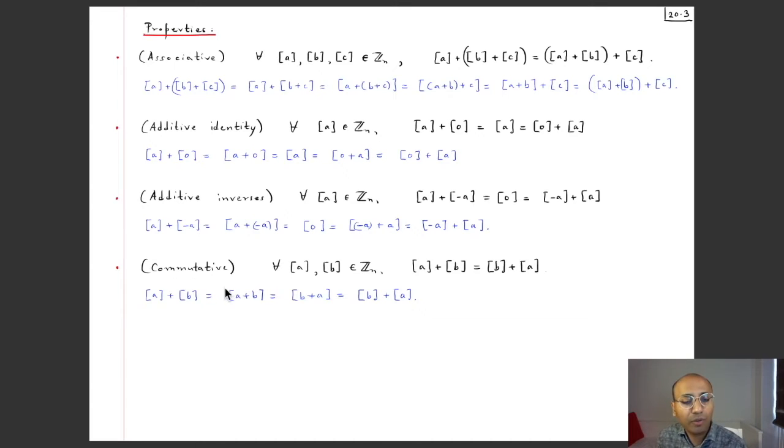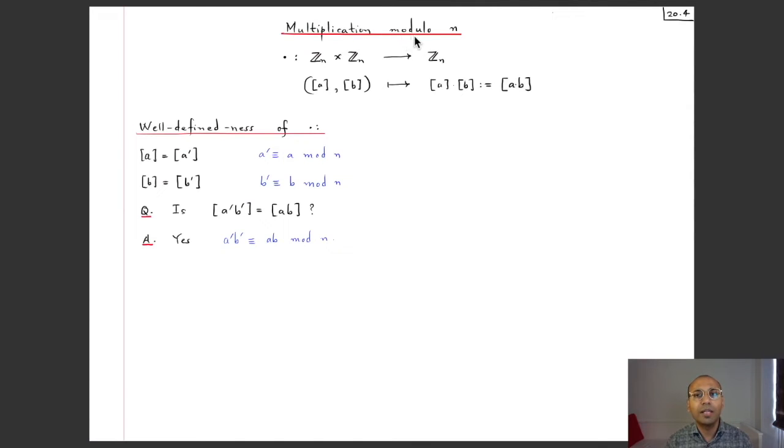And finally, we also have commutativity, because if you have any two elements, say these ones, then you have that this sum is also equal to this sum. And let's also quickly check that. So by the definition of addition modulo n, this sum is the equivalence class containing A plus B, but this integer sum A plus B is the same as the integer sum B plus A, since integer addition is commutative. And then we split this, and this is by the definition of addition modulo n, the equivalence class containing B plus the equivalence class containing A. Alright, so we have got this as well. So these are some properties possessed by addition modulo n.